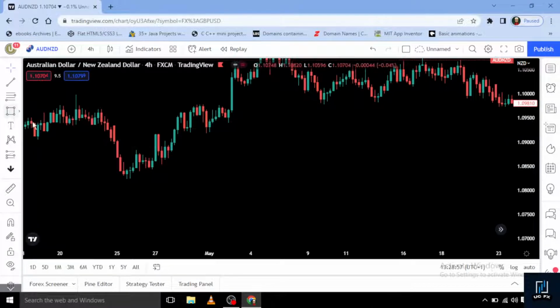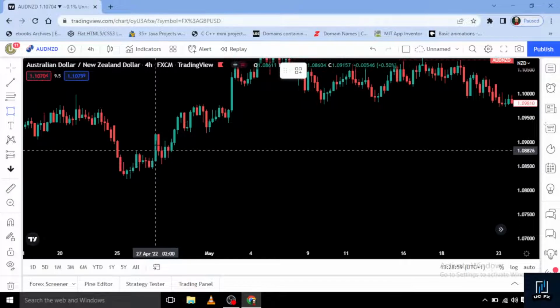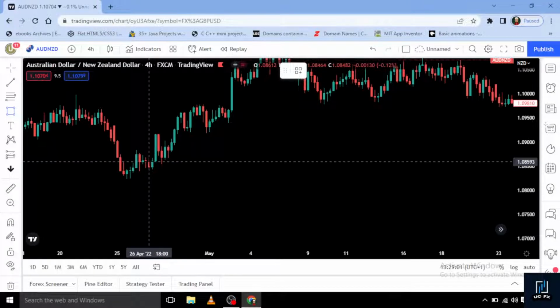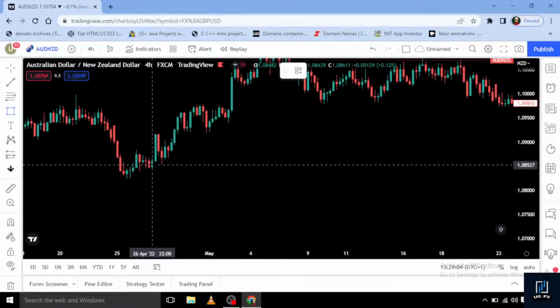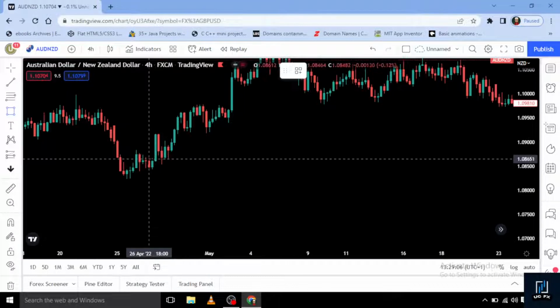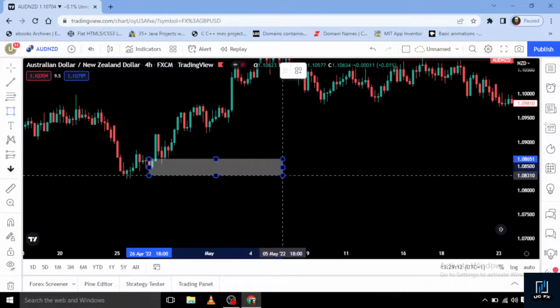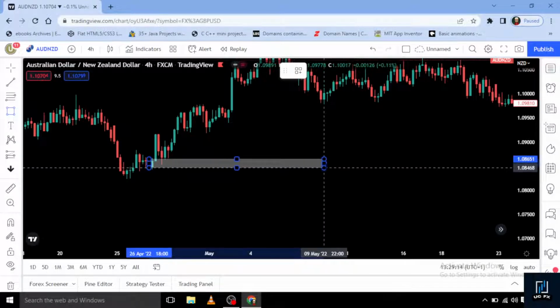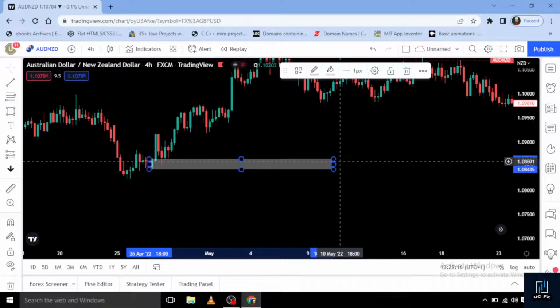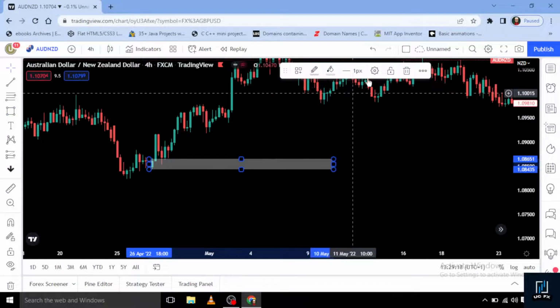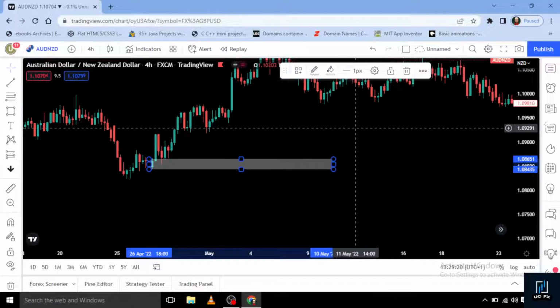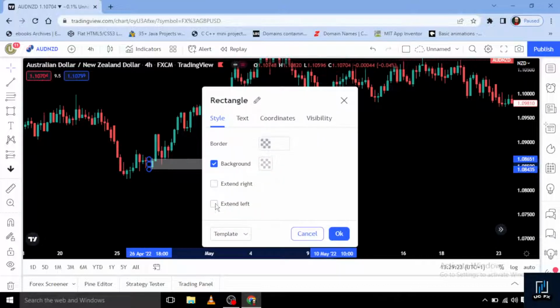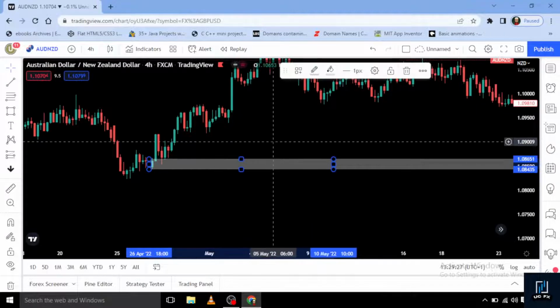So here we have exactly what we want. We have our bearish candle before this impulsive move. Remember, it has to be identified after an impulsive move. So here we have an impulsive move after the formation of this red candle. So we are going to be marking this out as our order block. Let's stretch that a little. So here we have our order block.